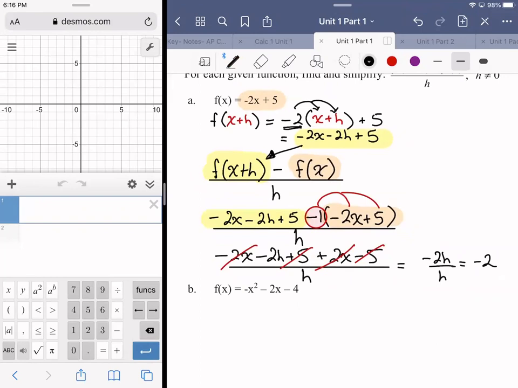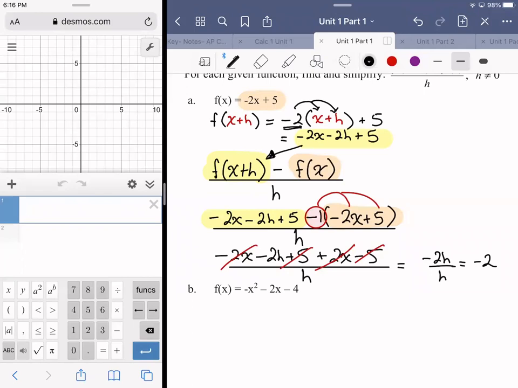All right, because you're going to be looking at opposite signs when you're simplifying. Anything that does not have an h attached to it should cancel out completely. You should only be left on the top with terms that have h's attached to them.